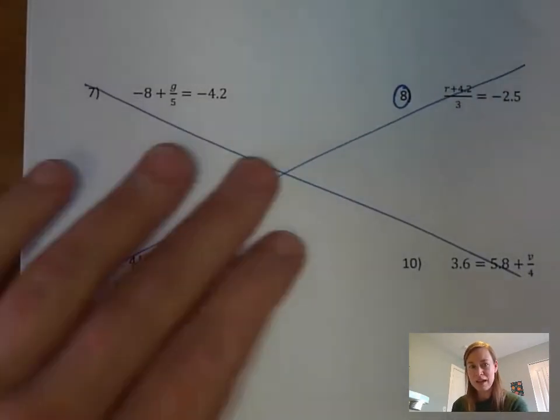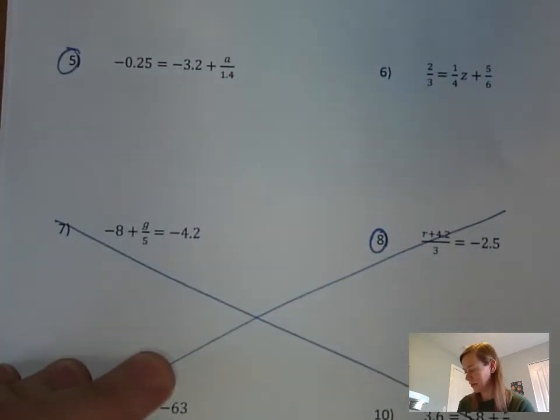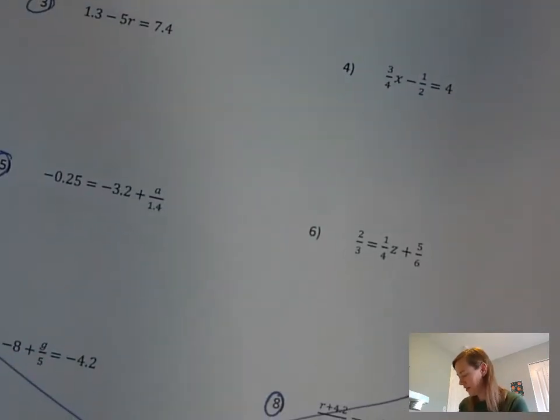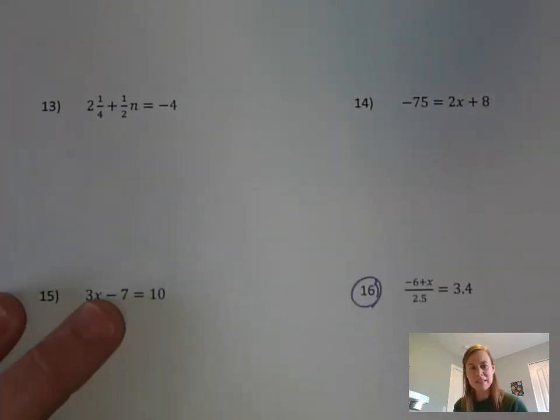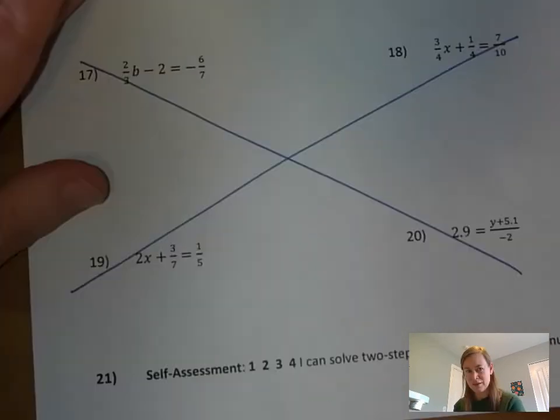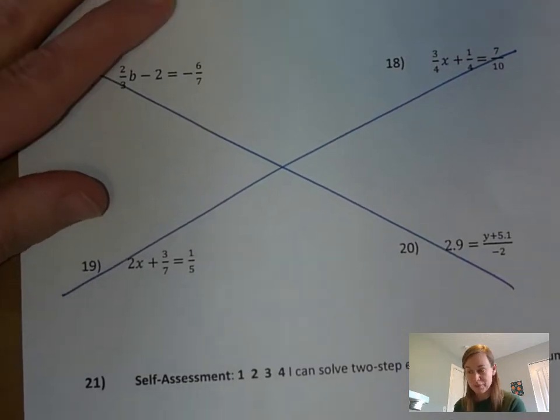Take note that you don't have to do 7 through 10, okay? Those are X'd out. So we're going to go over 2, 3, and 5. Number 11 and number 16. Also, 17 through 20 you don't have to do.